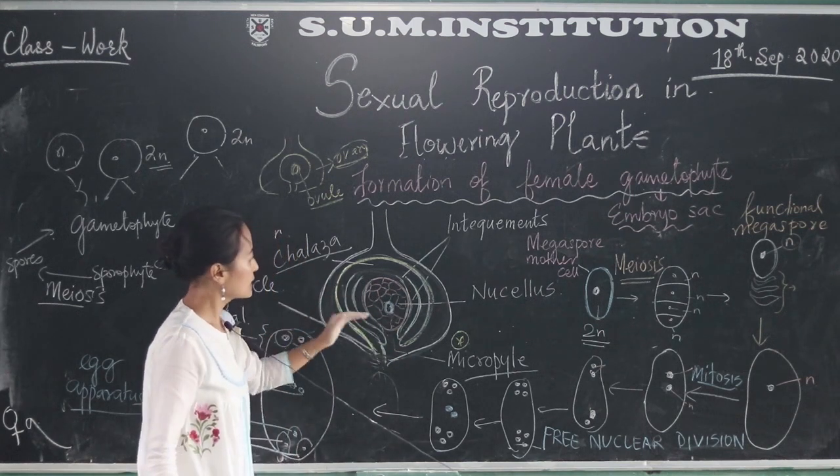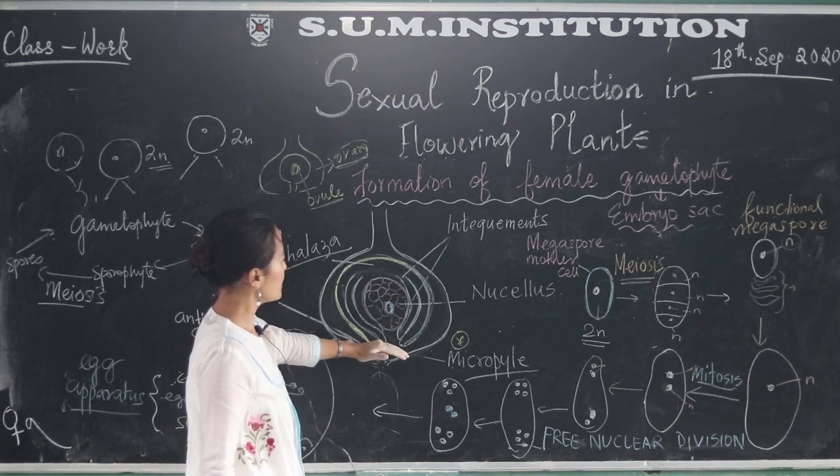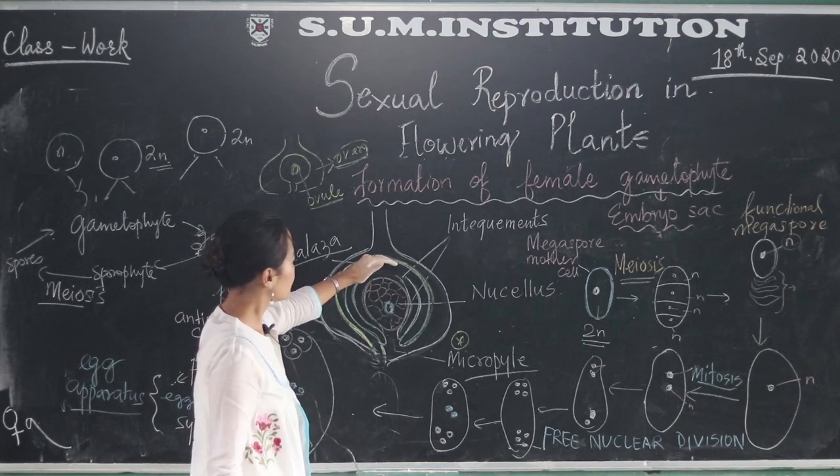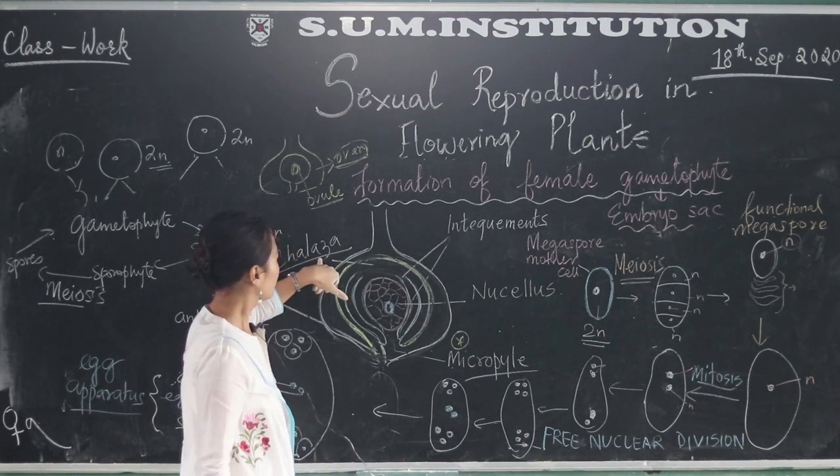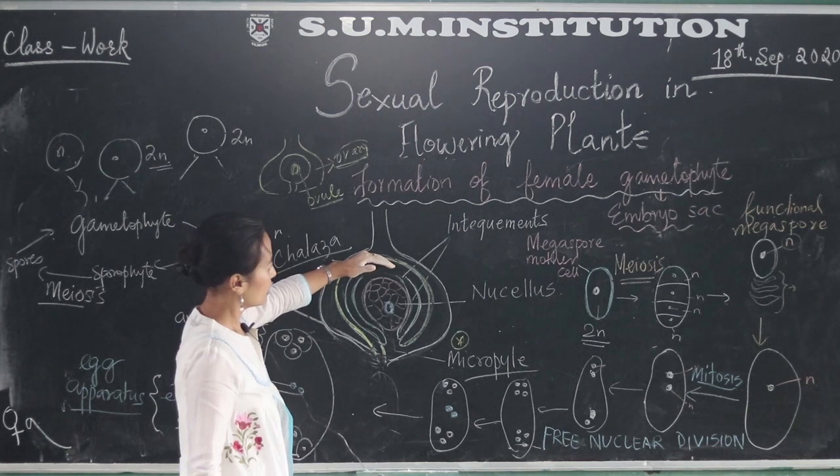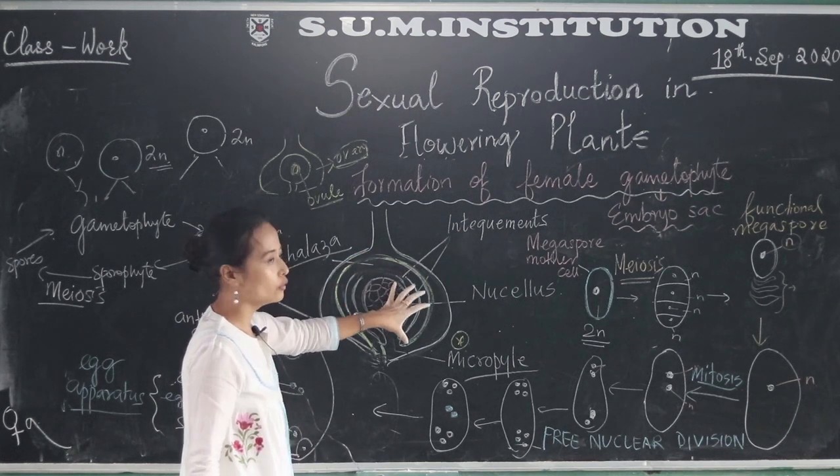Now the opposite end of the micropyle, the broad basal end of the ovule, we call the chalaza. We call it the chalazal end. Okay, so this is the main structure of the ovule.